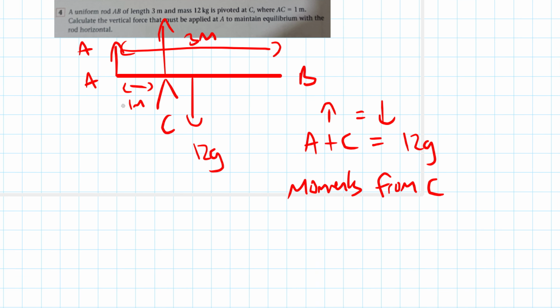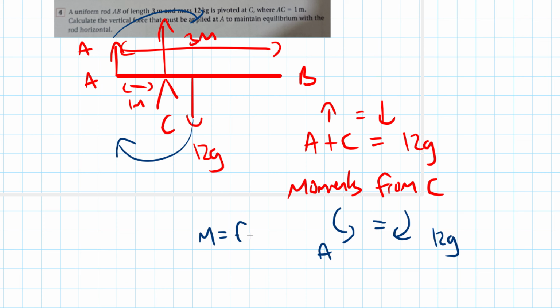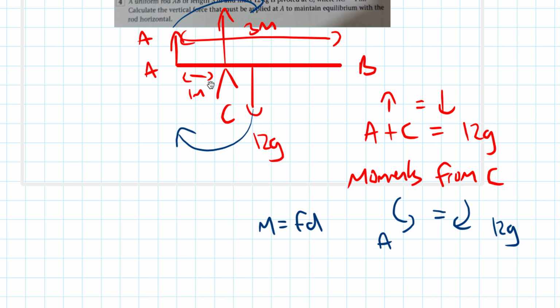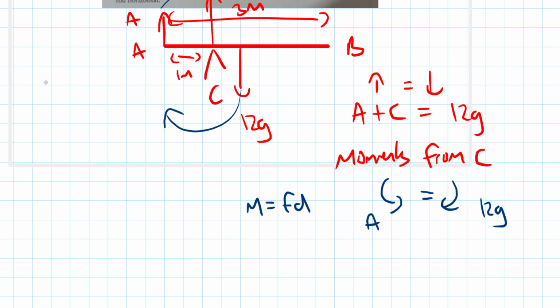So first of all, we're going to do anti-clockwise equals clockwise, so 12g is going clockwise and A is going anti-clockwise. Then we do our formula, moments equals force times distance. So now we're taking it from C, so A is 1 meter away. So it's simply just going to be A times 1 is equal to 12g.